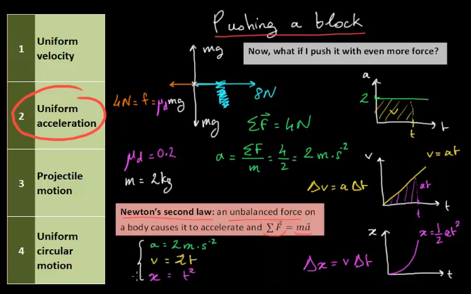Finally, if we plug in the values, we obtain that a is constant at 2 meters per second squared, v is a linear function of time, where v is equal to 2t in this specific example, and x is a square function of time, where we have x is equal to t squared in this example. And this is very typical of uniform acceleration, constant acceleration: a linear velocity and a square displacement.